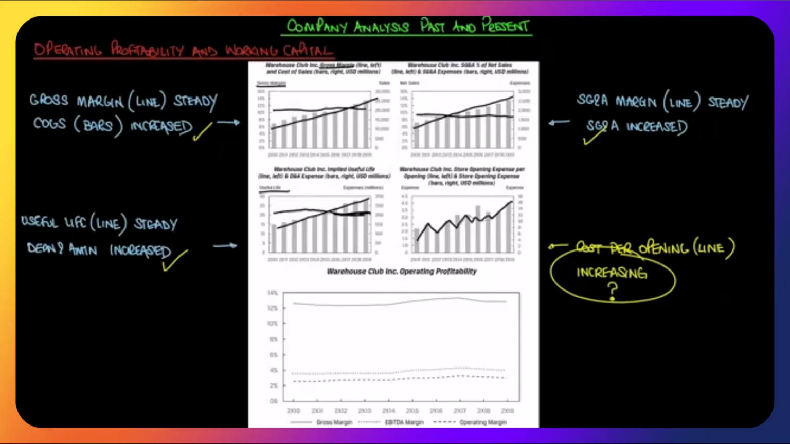You would think dividing opening costs by number of stores opened would give you a steady line. They're increasing for some reason. I just want to know what the driver is. To be fair, it's not a huge expense in the grand scheme of things, but still a question I want answered. What driver am I missing there?